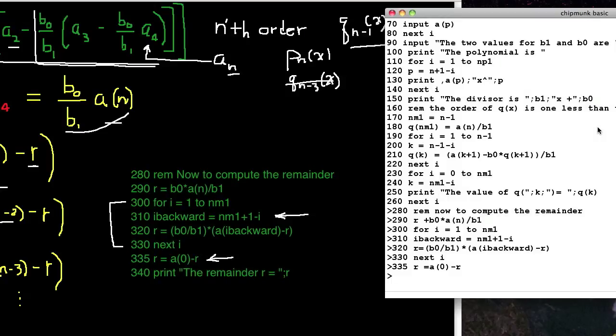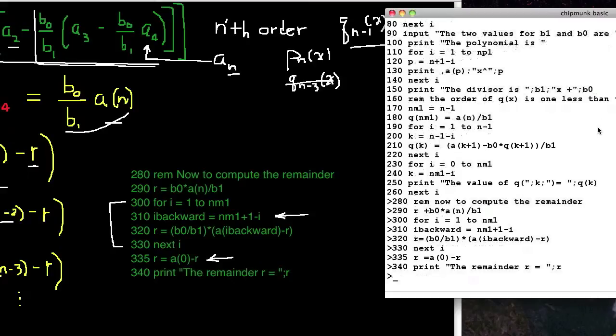And then I put 340 print the remainder R equals semicolon R. Okay.